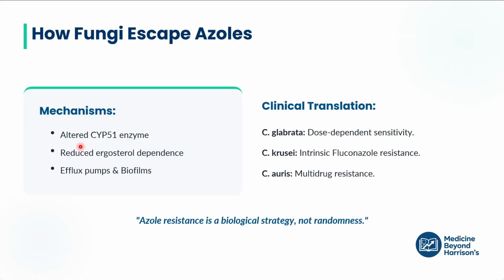How do fungi escape azoles? Through an altered cytochrome 51 enzyme, reduced ergosterol dependence, efflux pump formation, and biofilm formation. By all these mechanisms, the fungus becomes resistant to azoles. So clinically, Candida has 3 to 4 species, of which Candida glabrata has dose-dependent sensitivity. In case of a high dose, it becomes sensitive to azoles. Candida krusei is intrinsically fluconazole resistant, so there is no role in giving fluconazole. Candida auris is multi-drug resistant. So azole resistance is a biological strategy developed by Candida species and other species of fungus. It is not just randomness.